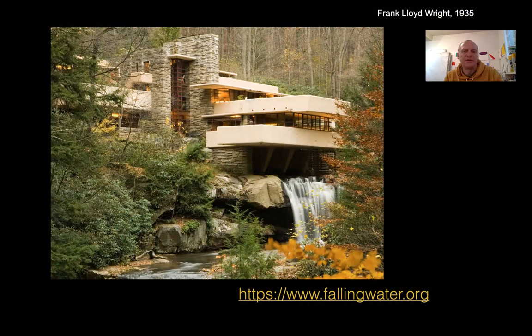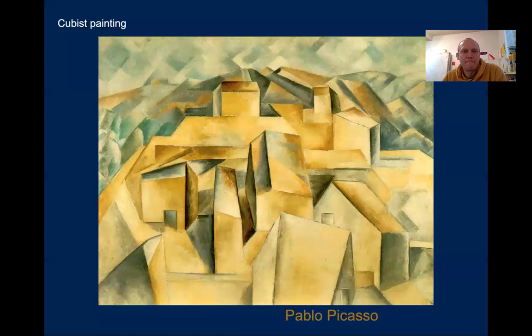So here's a link you could click on to learn more about this Frank Lloyd Wright house called Falling Water. Pretty cool design, really. Cubist paintings were all about making what were usually organic shapes into geometric shapes.